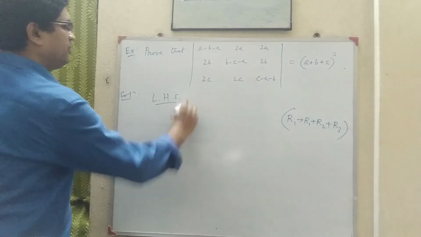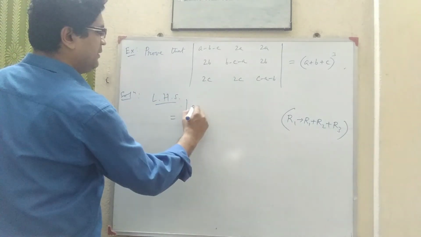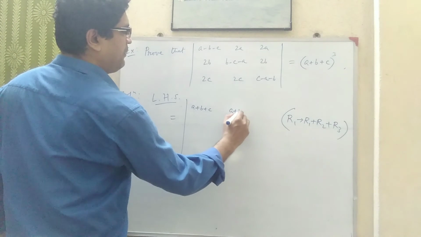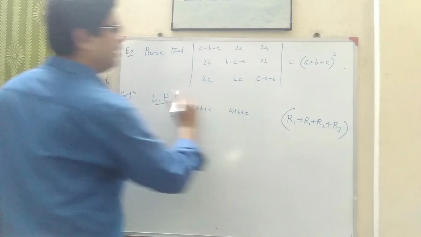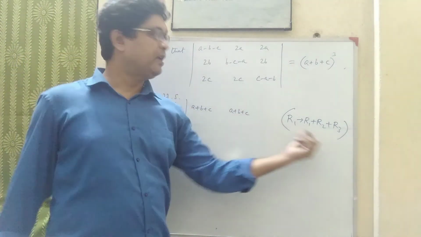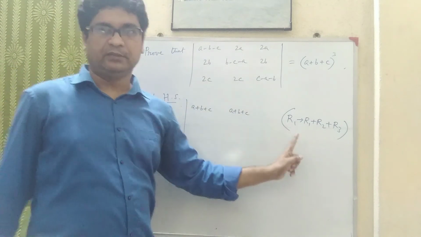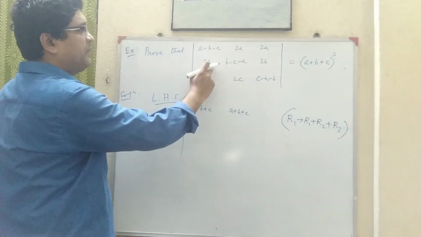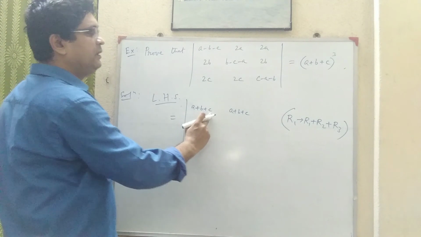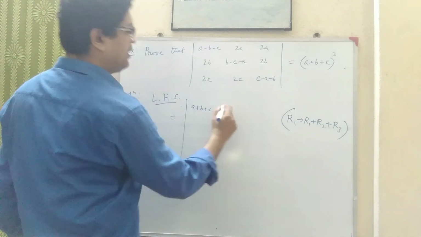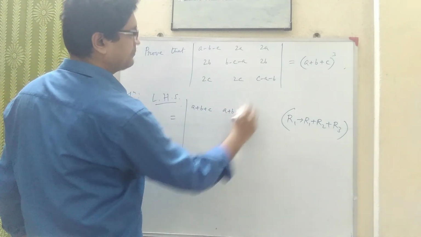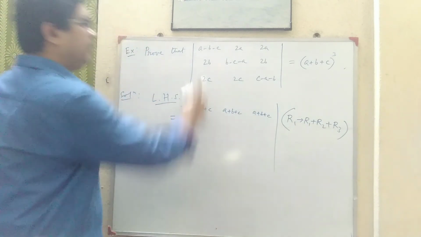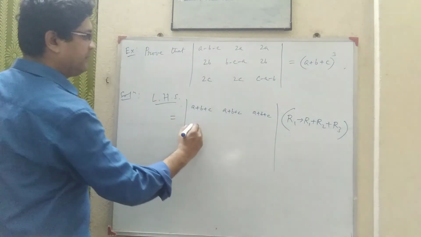So after applying this operation, this will become A plus B plus C. This will also be A plus B plus C. And as I said, when you apply the row operation, write row wise. Then there will be no confusion. Okay. So A minus B minus C plus 2B plus 2C will become A plus B plus C. Similarly, this will also become A plus B plus C, and this will also become A plus B plus C. And the other elements you keep as it is.